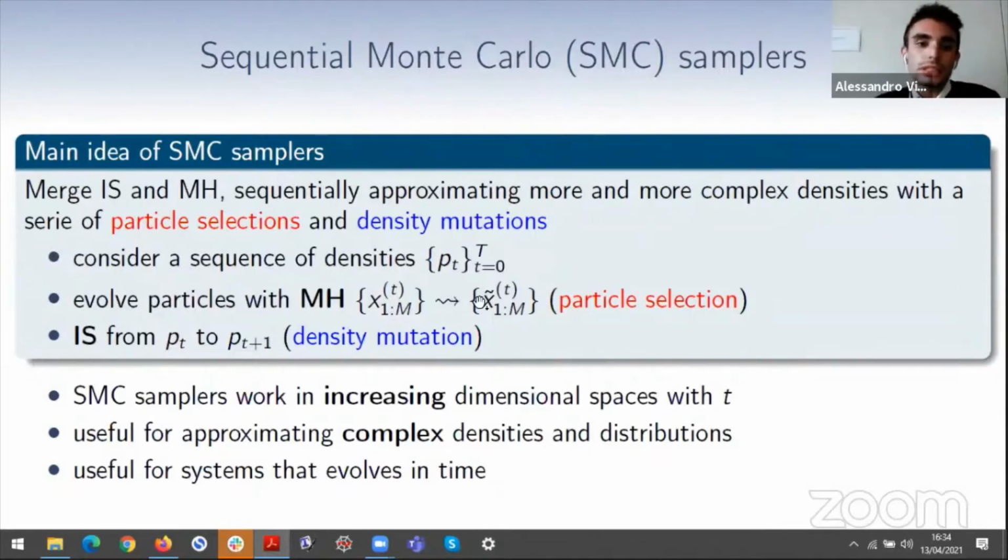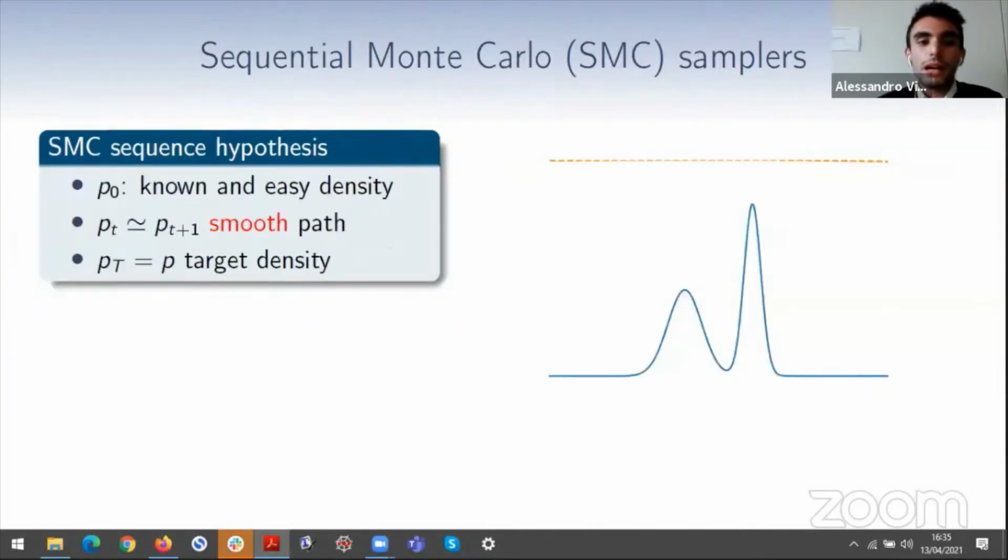Then also there is another class of problems that can be solved using sequential Monte Carlo samplers, that are problems where the system evolves in time. Here, each density at any time can be seen as the density for the model for the system at time t, at fixed time. But here we have to say something more about the distribution of the densities, because here we said that we start from a known density.